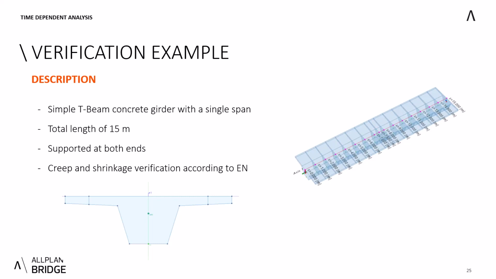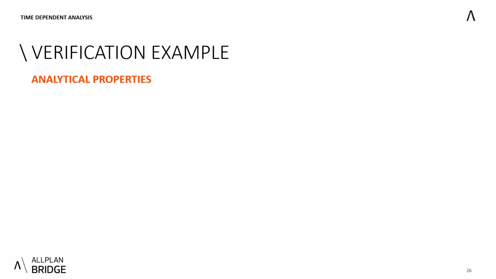How the calculations compare to Alpine Bridge, and you will see that we get pretty good results, basically almost the same results with hand calculations and what we get from Alpine Bridge. First of all, it's a simplified example. So this is a simple T-beam concrete girder with a single span with a total length of 15 meters. It's supported at both ends, and we calculate creep and shrinkage according to Eurocode.